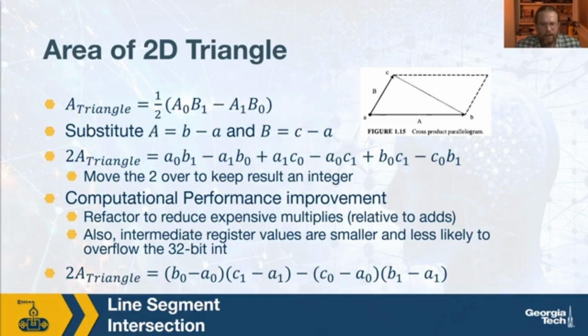Now there's some improvement we can make here by reorganizing our equation. And by doing so, we can minimize the number of multiplies relative to the adds that are being performed. This is beneficial because multiplication on a processor typically takes more clock cycles than adds. But the other thing is when we have 32-bit integers, multiplying could potentially produce pretty big values, so multiplies are more likely to generate an overflow.